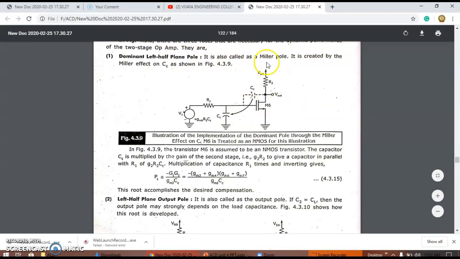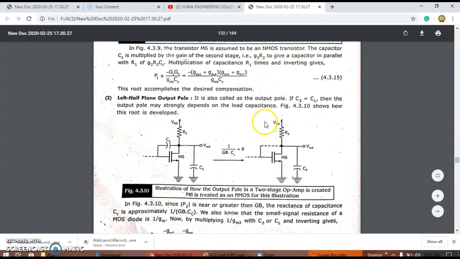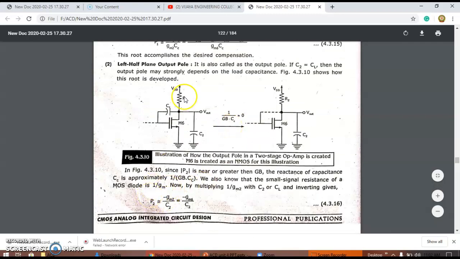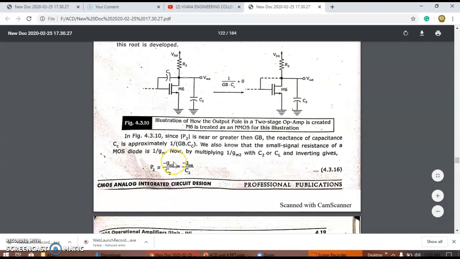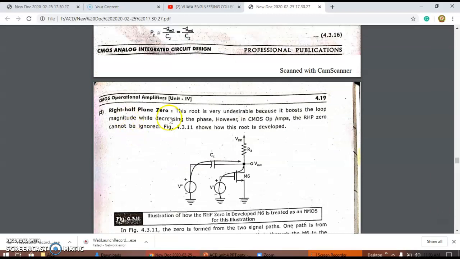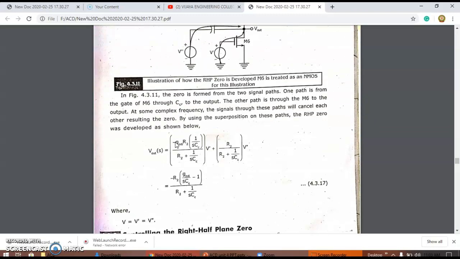So the first one is called the Miller pole, and the second one is called the output pole. When C2 is equal to CL, that is the load capacitor connected at the output side, then you can take this value P2. Here P1 is the input side and P2 is the output side. You can take this P2 value here, and this is called a right half plane pole. It is used to boost the loop magnitude while decreasing the phase. So what is the main function of this right half plane pole? It is used to boost the loop magnitude while decreasing the phase shift.